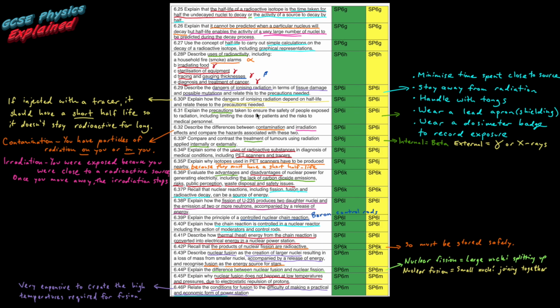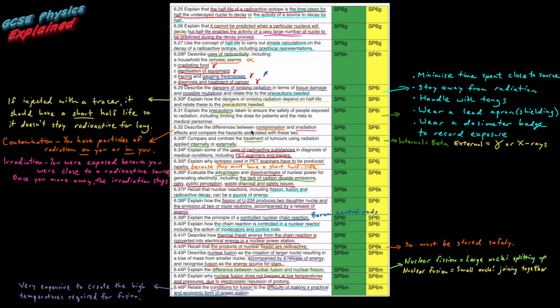Explain the precautions taken to ensure the safety of people exposed to radiation, including limiting the dose for patients and the risks to medical personnel. Well, that's what I said before. Make sure if you are the medical personnel, you are doing all of these things. And the precaution for the patient is to make sure that the radiation has a short half-life and then it gives off gamma, so it can easily get through your body cells without ionizing them. Remember, gamma was the least ionizing of the radiations.